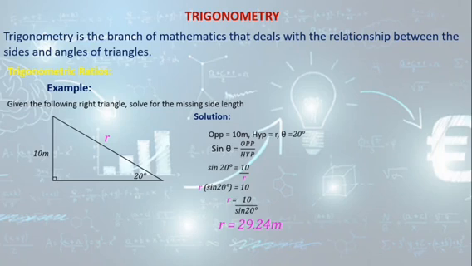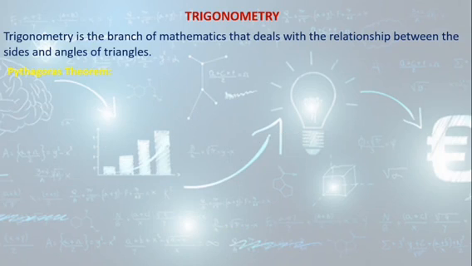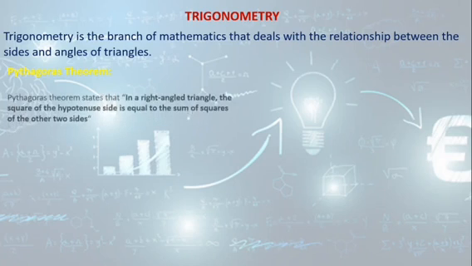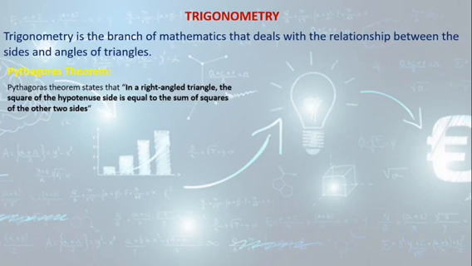I'm sure you must have heard it before as well, and that is Pythagoras' theorem. Now, many of you have heard the name before, but some of you may not be able to state the Pythagoras theorem. So we're going to start with that. Pythagoras theorem states that in a right angled triangle, the square of the hypotenuse side is equal to the sum of the squares of the other two sides.